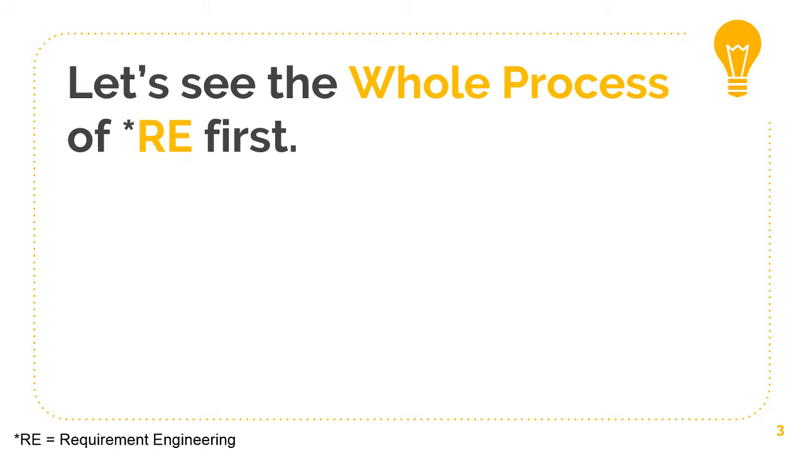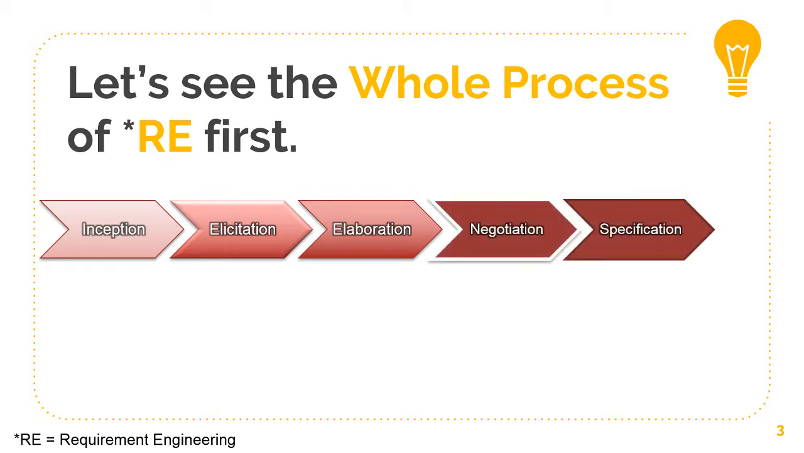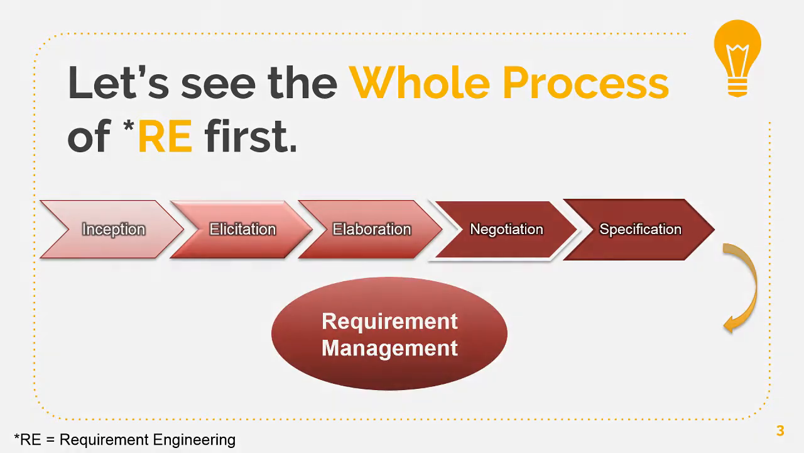Okay, now let's see the whole process of the RE first to see the whole picture of the RE. As you can see, these are the three techniques of the RE, which are inception, elicitation, and elaboration. These three processes can give you a set of requirements, which are the user requirement, system requirement, domain requirement, and business requirement. But these requirements are not complete yet, so the next two processes, which are negotiation and specification, can give you the real final requirement, and the last process is requirement management to manage the whole process.